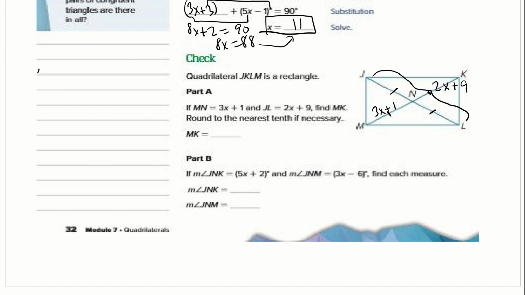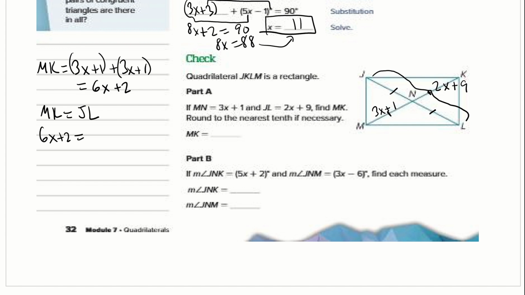So far, we know MK is 3x plus 1 plus 3x plus 1, or 3x plus 1 twice, basically, right? And that's 6x plus 2. And that's MK. But we also know that MK is equal to JL, right? So MK is equal to JL. And so we can say 6x plus 2 must be equal to JL, which is 2x plus 9. Okay? And then we can solve that.